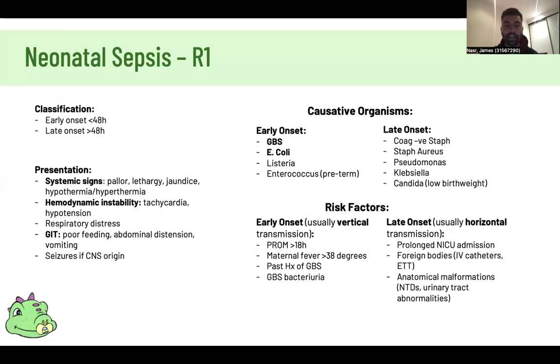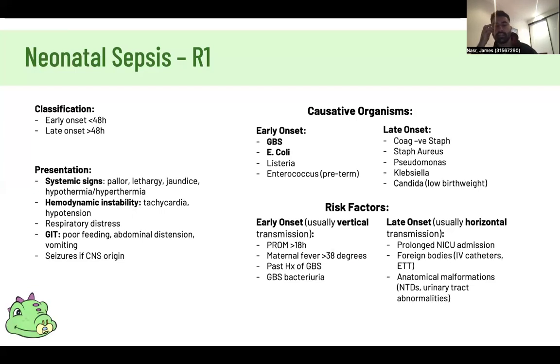In terms of the causative organisms, for early onset, your most likely causes are going to be GBS and E. coli. And that makes sense because it's normally vertical transmission. So it's going from the mum to the fetus. Anything that colonizes that area can be passed on to the baby. The other two main things to consider would be listeria and enterococcus, in particular for preterm babies.